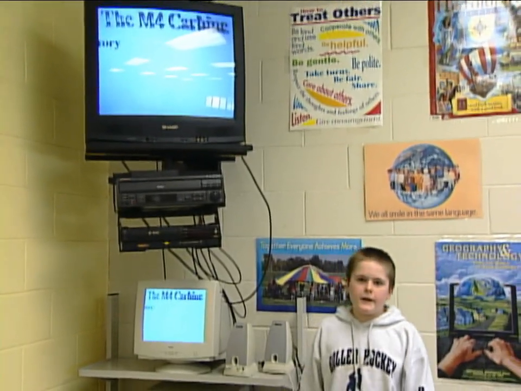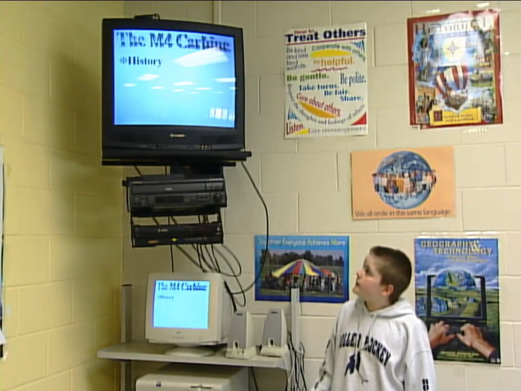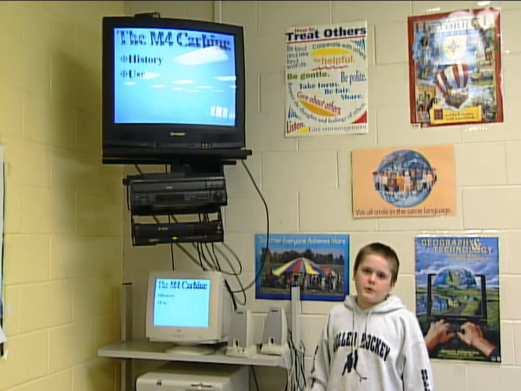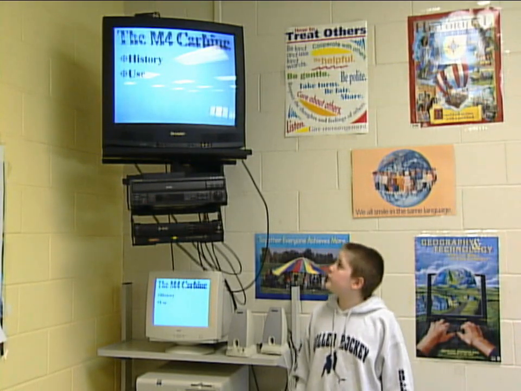The M4 carbine has its roots in World War II when the U.S. Army adopted the M1 Garand. The M4A1 is mainly used among special forces and some of the primary infantry.